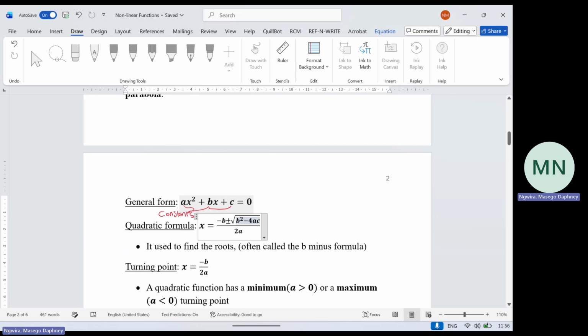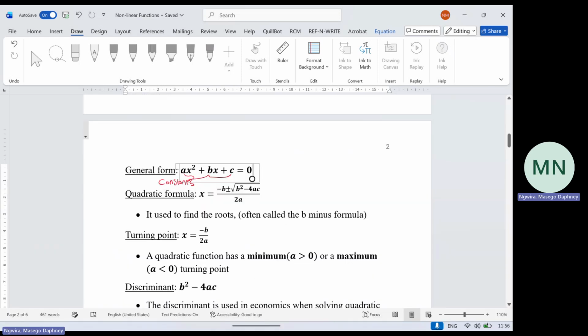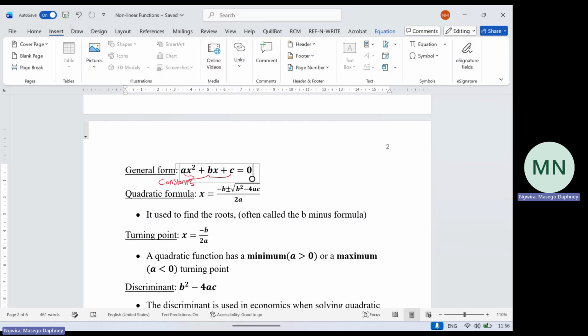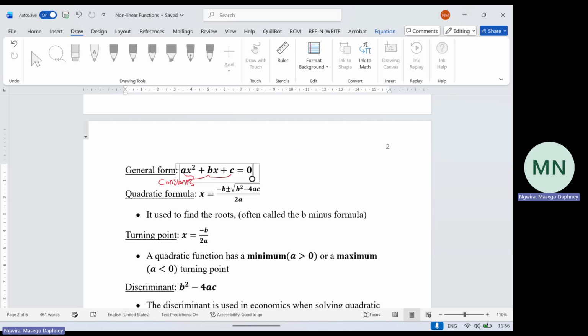All right. As I said, it is used to find the roots, and it is often called the b minus formula. If you did pure maths, you'll understand this quadratic formula. But if you didn't do it, it's okay, it's not a problem. I'm aware that some of us did maths lit, but you'll see how we use it.